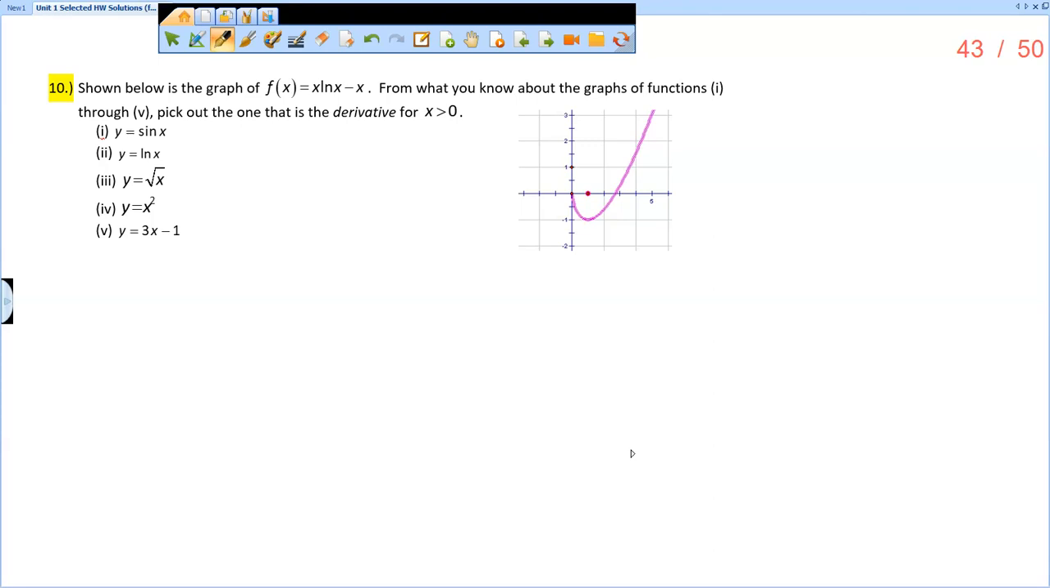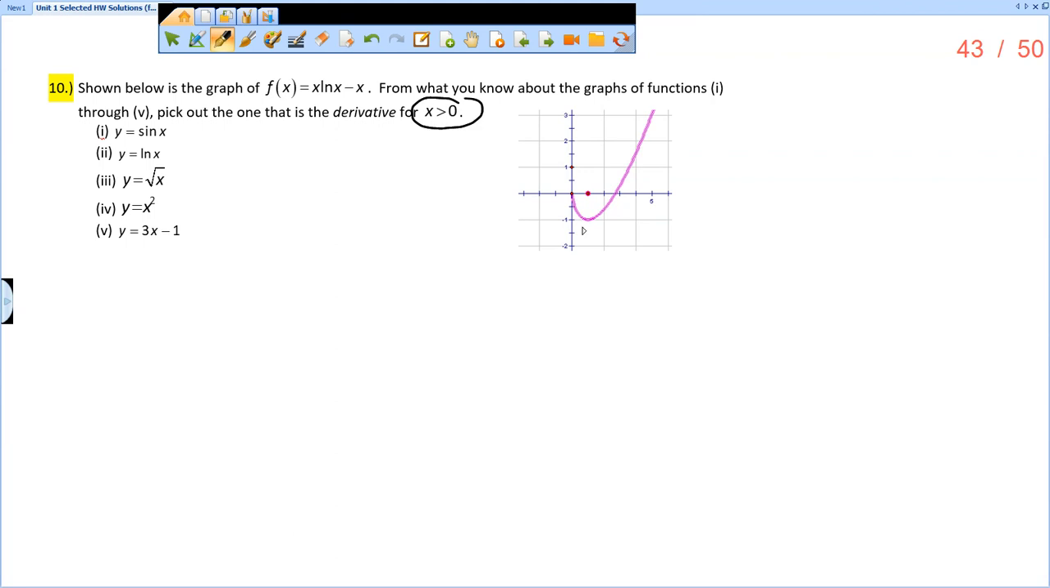This is the solution video for section 1.8, problem number 10. Shown below is a graph of f of x equals x natural log x minus x. From what you know about the functions 1 through 5, pick out the one that is the derivative for x greater than 0.